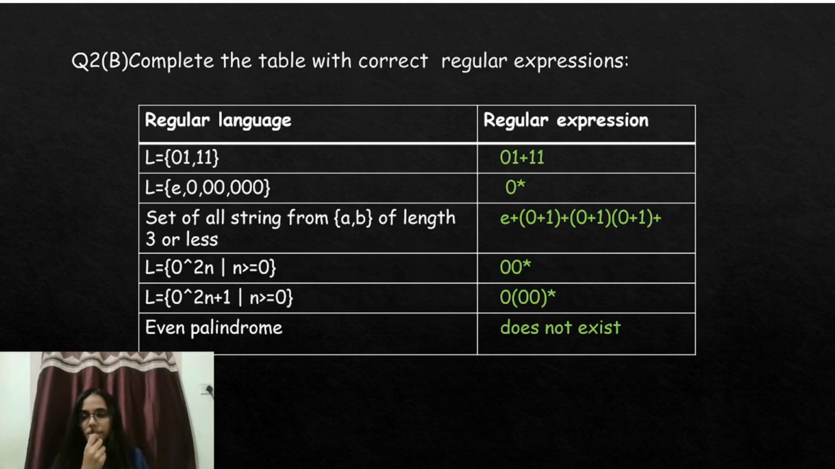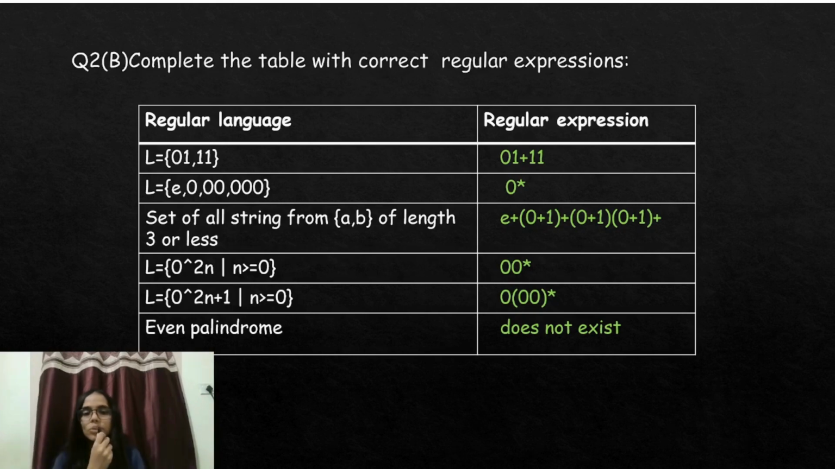Another language is 0 to the power 2n plus 1. Here we know that the power is 2n plus 1. So the regular expression corresponding to it is 0, 0, 0 star. And the last is even palindrome. The regular expression for even palindrome does not exist.